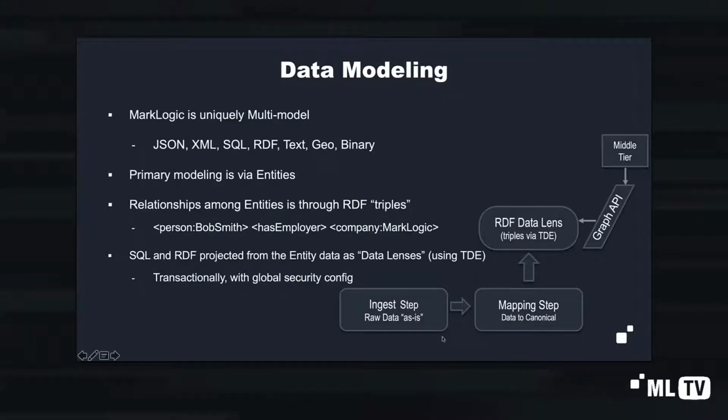So here's the overall flow. We take data in, we keep it as is, we map it to a canonical or at least semi-canonical format, and then the data lens automatically and transactionally projects RDF and SQL data. In this example, we see the graph API, and this is done in the example application today. There's an API built on top of the data hub or installed into the data hub that accesses graph data, and it goes to the RDF data lens. And that goes to the middle tier on the front end, and you see that graph, or the nodes and edges. So that's using a data lens.